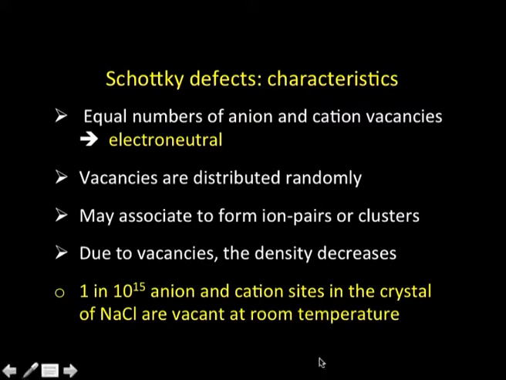And typically in a crystal of sodium chloride, we find that 1 in 10 to the 15 anion and cation sites are vacant at room temperature. That gives an idea about the number of vacancies we have. Suppose I talk about 1 mole, that will come to about 10 to the power 8, because this will be 10 to the power 23, and this will become 10 to the power 8. So, there are about 10 to the power 8 vacancies in 1 mole of sodium chloride. Now, that is a fairly large number.